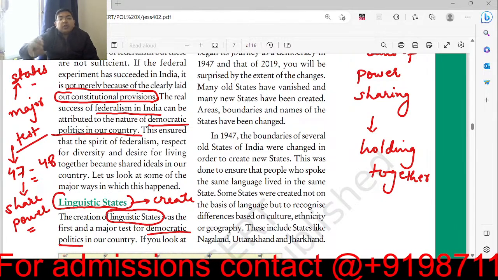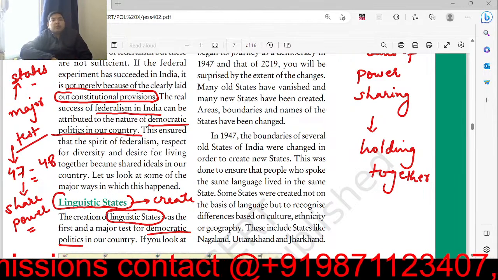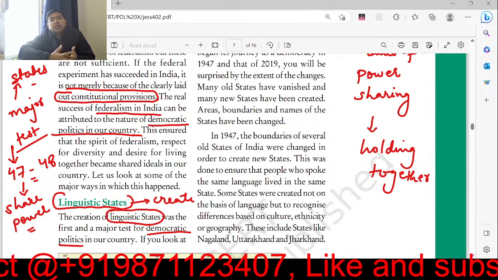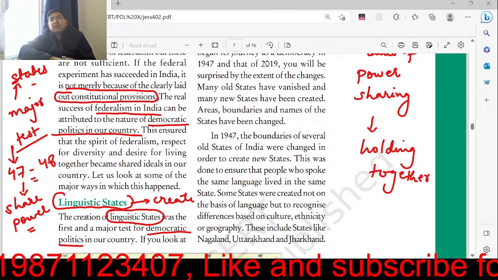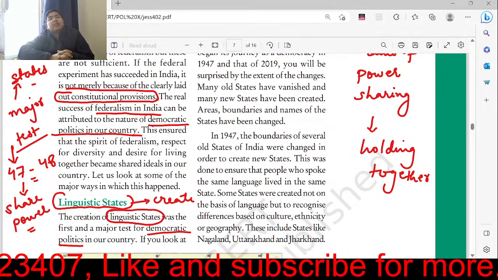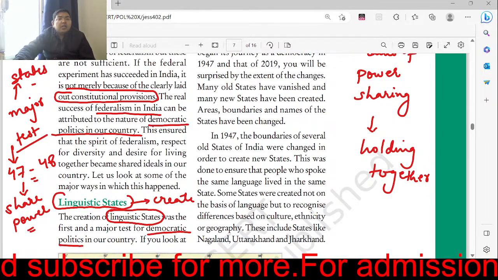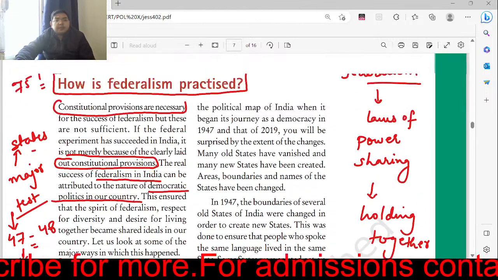Because when we talk about state creation and the creation of linguistic states, one would say that it will not lead to unity, because if everyone is speaking different languages and following their own culture, then how are we going to create a unified country? But that is not true in the case of India.